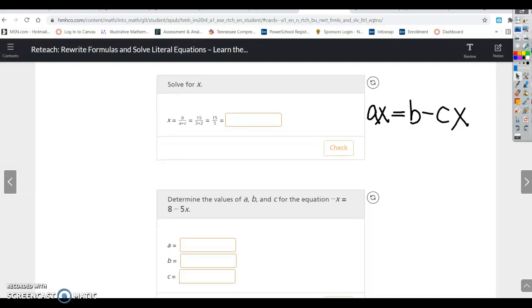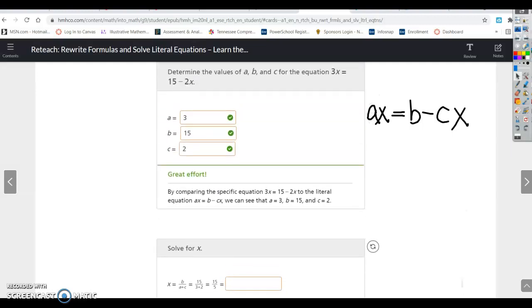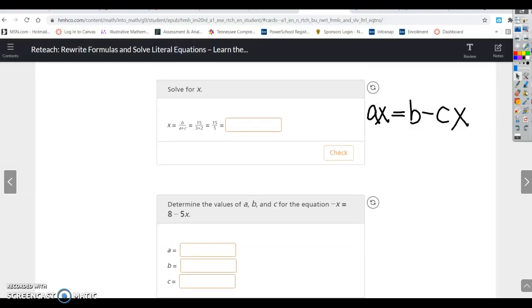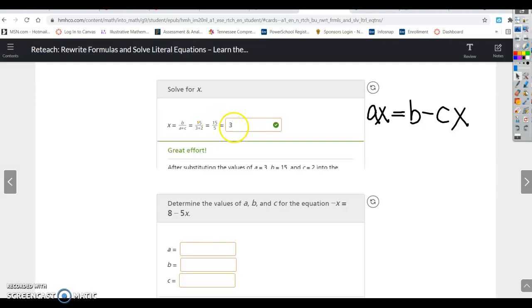All right, so it says solve for x. So what it's going to do is take these numbers, and now they're going to solve for x. So you can see they got 15 divided by 3 plus 2. 3 plus 2 equals 5. 15 divided by 5 is 3.